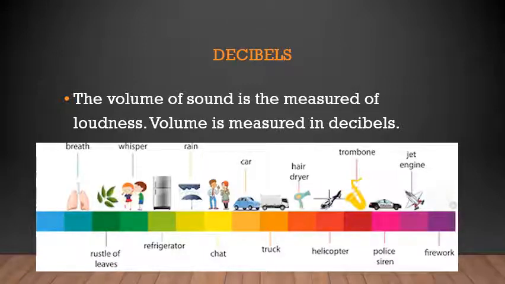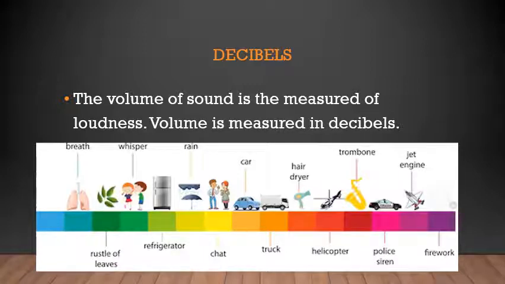Here in the picture you can see the blue color shows the breathing. The breathing sound is very low. Then rustle of leaves. Then whisper, which means speaking softly when you talk to your friend in the ear. Refrigerator noise. Then the rain sound. Then chatting, which you do in the class. Then the car's noise. Then the truck. Then the hair dryer, which makes a lot of noise. Helicopters are even louder than the hair dryer.